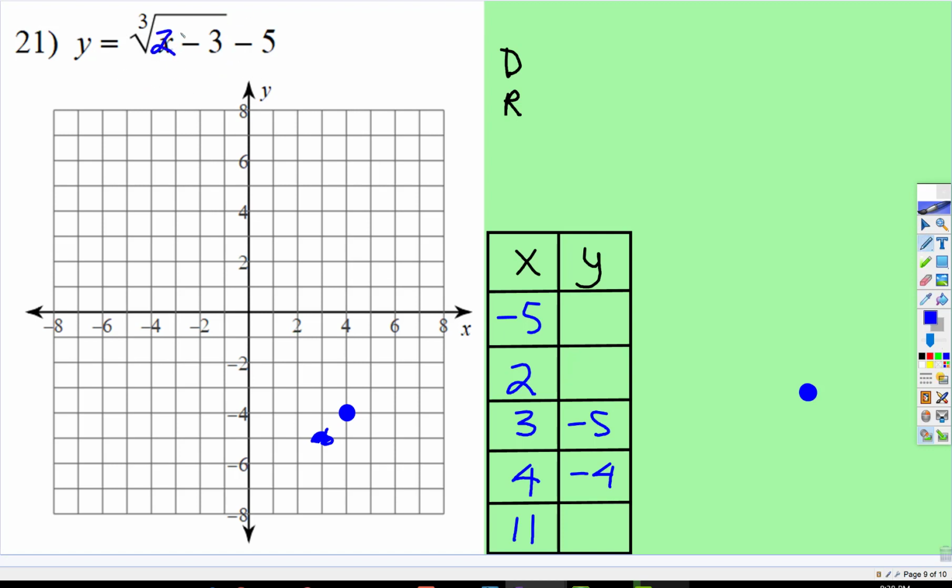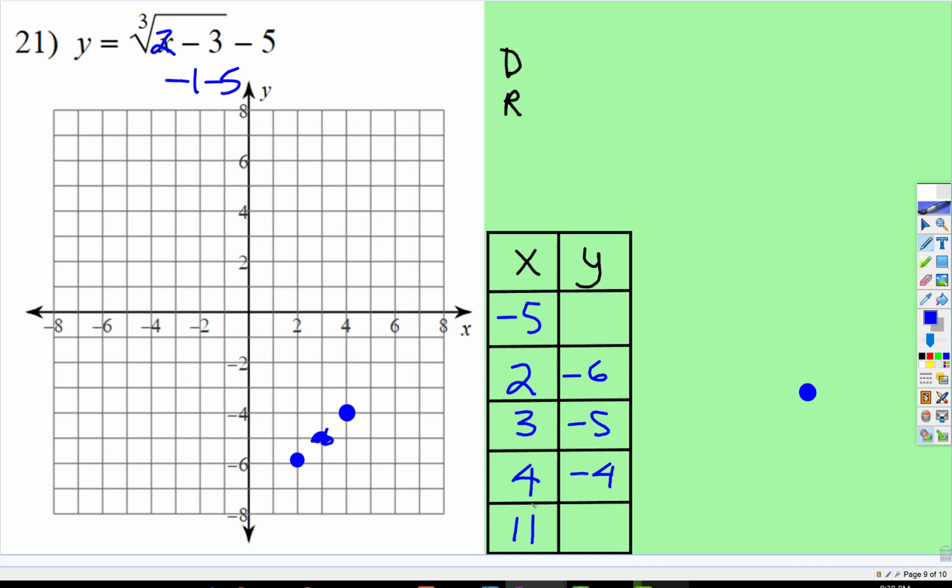When I put 2 into here, 2 subtract 3 is negative 1. The cube root of negative 1 is negative 1. Negative 1 subtract 5 is negative 6. So I'm going to take that dot and move it, not reshape it. And at 2, we go down to negative 6. Now we're going to see our general shape.